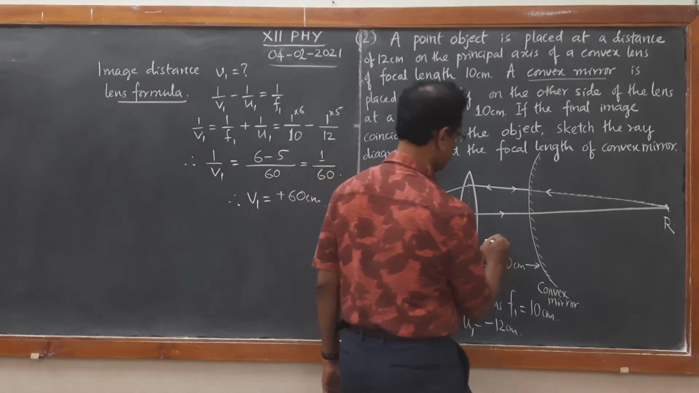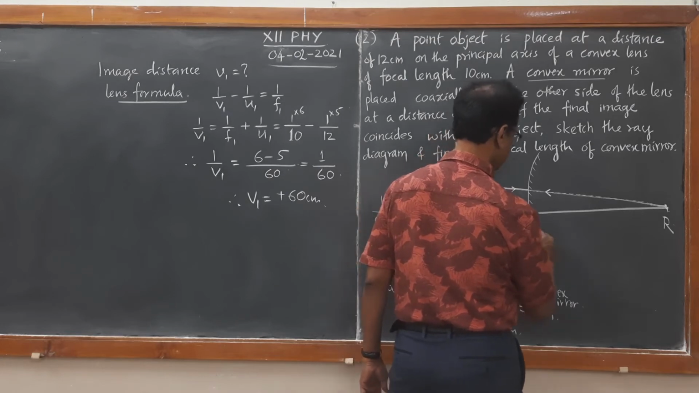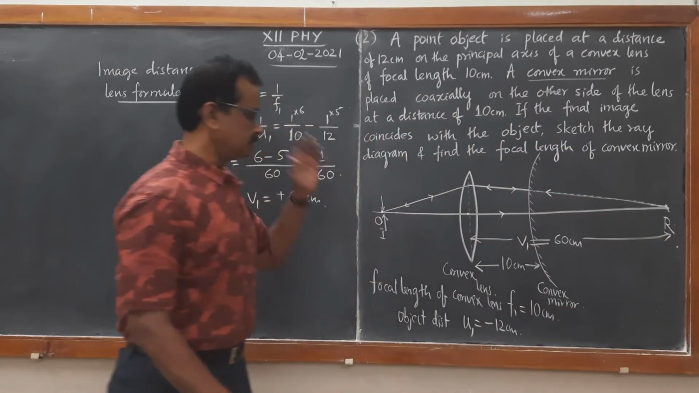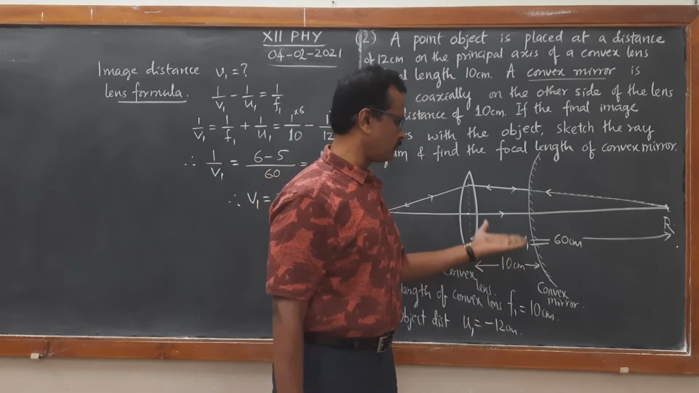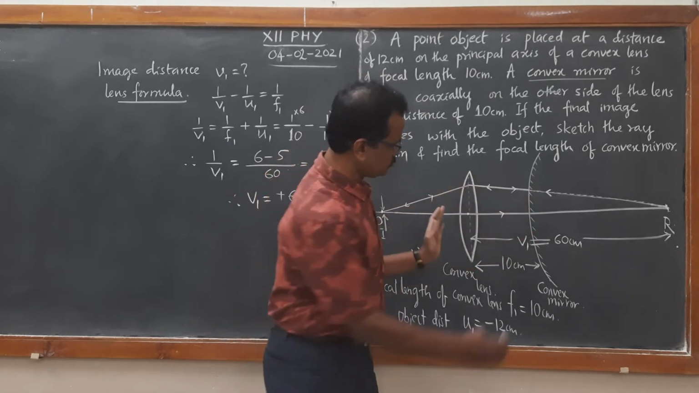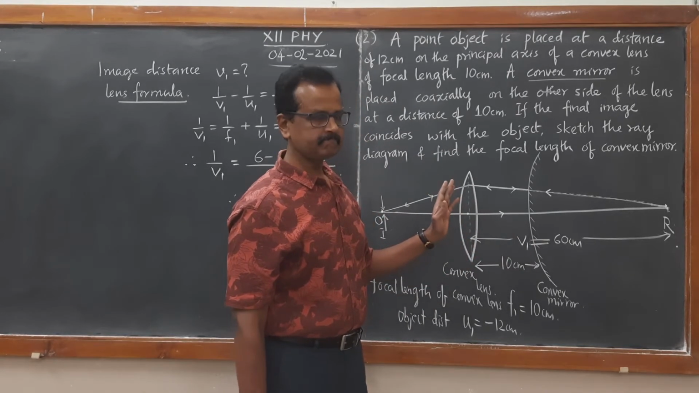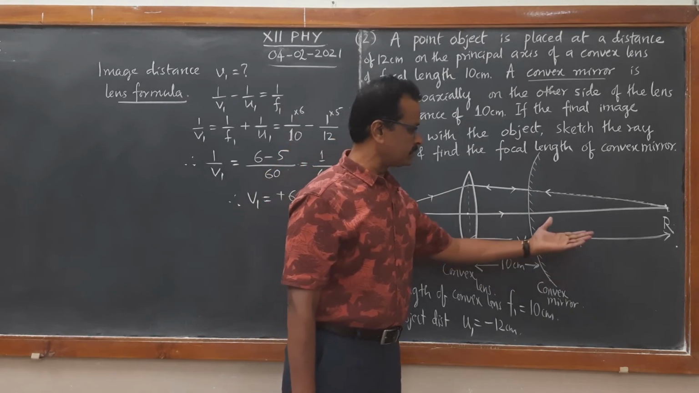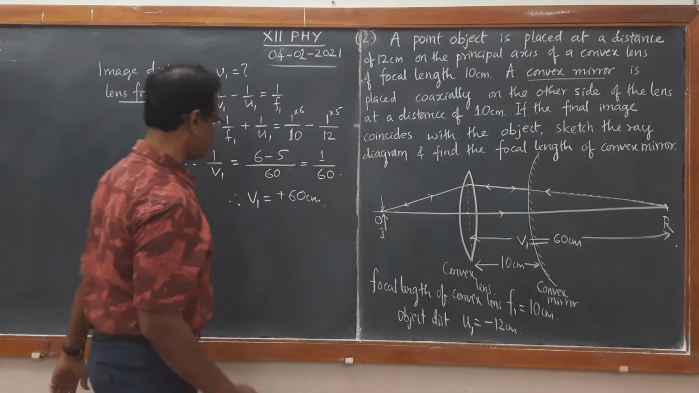So we can see here this becomes the image distance V1, from here to here, which is equal to 60 centimeter from the diagram. If the image is formed at 60 centimeter, you can now get the radius of curvature of the convex mirror, because the convex mirror is placed at 10 centimeter from the lens. Therefore, the radius of curvature of the mirror is 60 minus 10 centimeter.